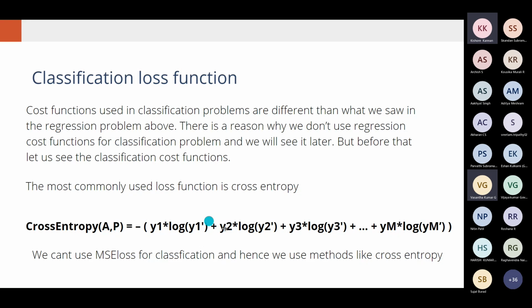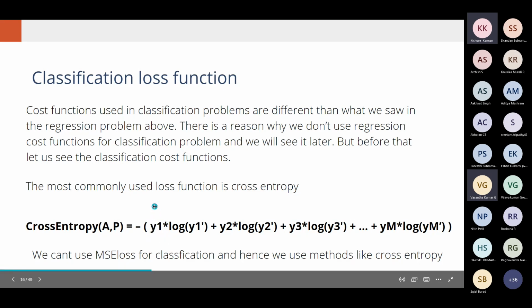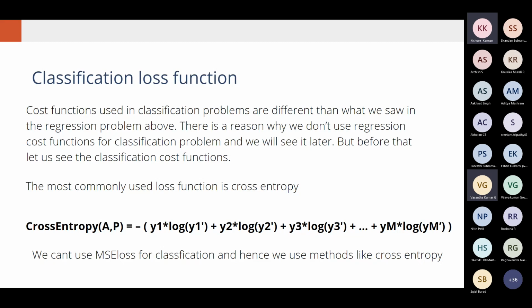What are these y1 and y1 dash and so on? So y1 is the actual probability that the image belongs to that particular class. So let's say y1 is for the cat class, y2 is for the dog class, and y3 is for the horse class. Suppose the image that we feed in is a cat. What is the actual probability that the image belongs to the cat class? That will be 1, and rest all will be 0. Because the actual probability can either be 1 or 0, because it can either belong to a cat class or not.